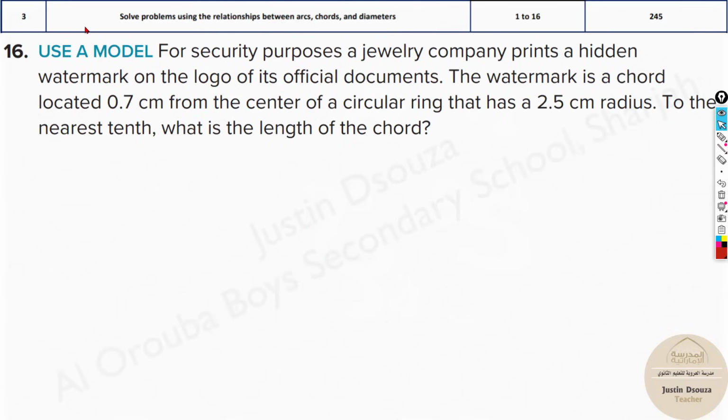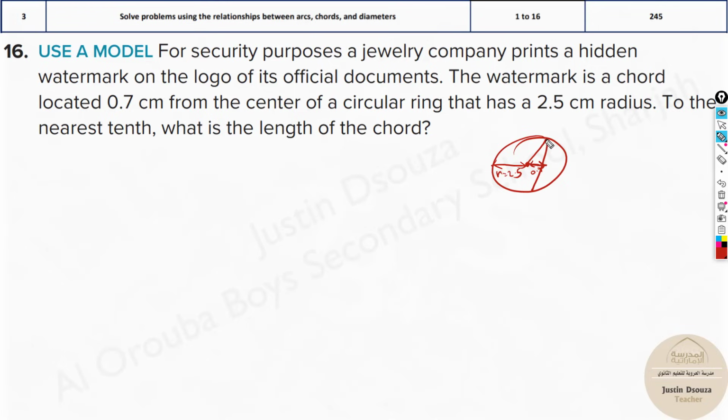And here we have a real situation problem. For security purposes, a jewelry company prints a hidden watermark on the logo of its official documents. The watermark is a chord located 0.7 centimeter away from the center of the circular ring. So now let's draw a circular ring and imagine this is the center. 0.7 centimeter away is a chord. This circular ring has a radius, from the center to here, of 2.5. To the nearest tenth, what is the length of the chord? Now we need to find the length of this chord. But first we need to find at least half of this distance and then we can find the full.